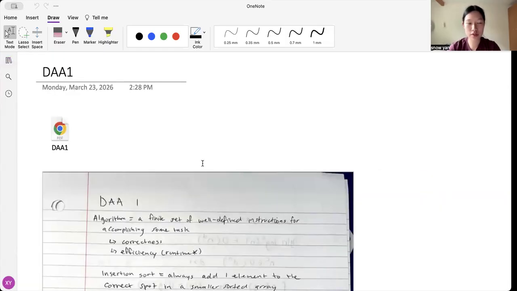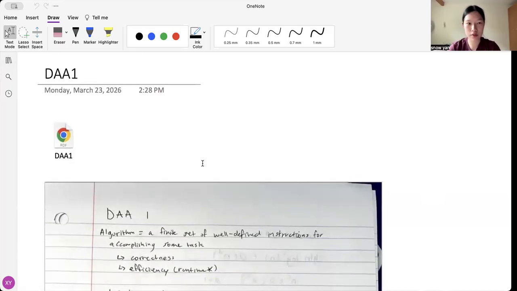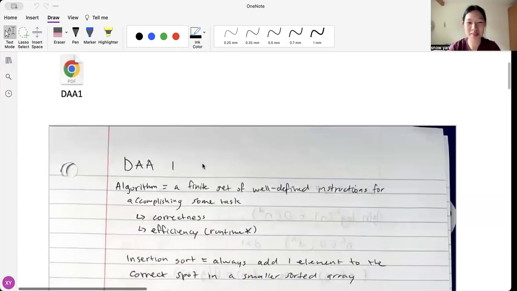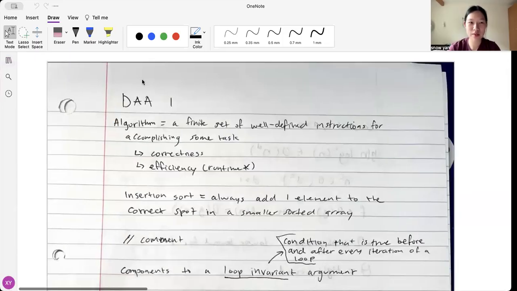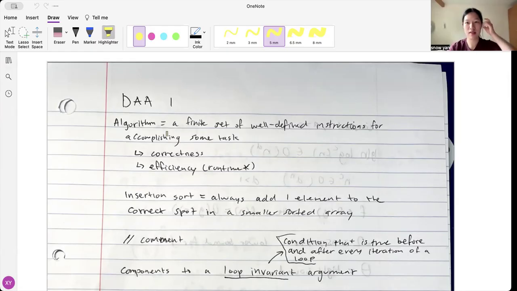Go for the first chapter for design and analysis of algorithms. Okay, so DAA for sure. So the first chapter was quite straightforward, I'd say. It's just an introduction to some concepts and time complexity.